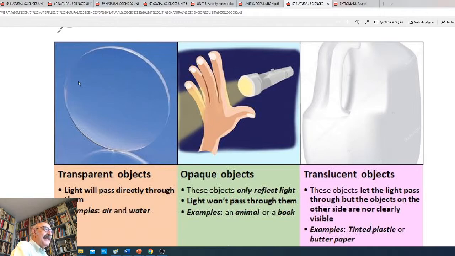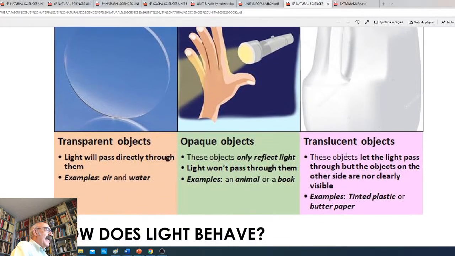That's why we can't see transparent objects. And finally, in the middle we have translucent objects, and these objects let light pass through them, but the objects on the other side are not clearly visible. And examples are tinted plastic or butter paper.